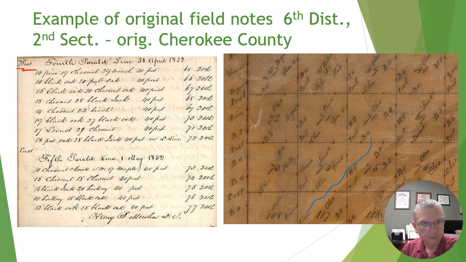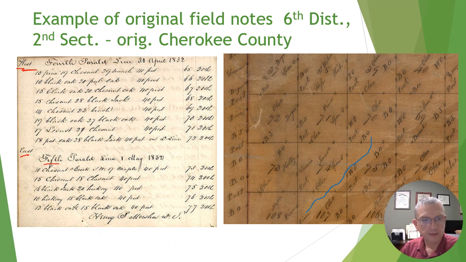And now on the fifth parallel, they're running east. So they run 10 chains to a chestnut and 27 to a maple, 40 to a post. There's the maple, there's the chestnut, there's the post, and you get the picture. We won't go through it anymore. I just wanted to run through two different parallels and the break at the district line.